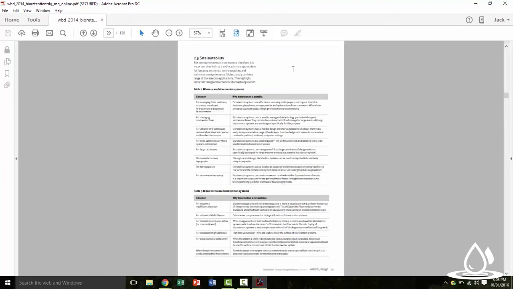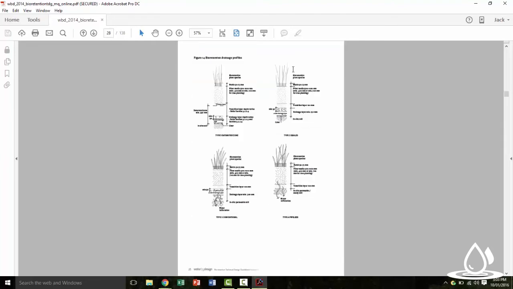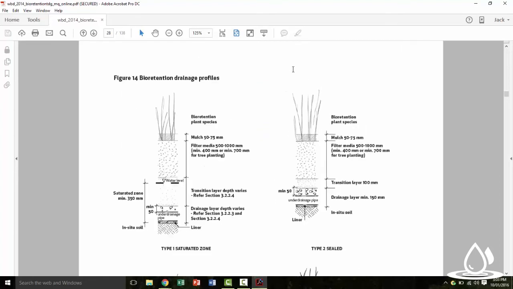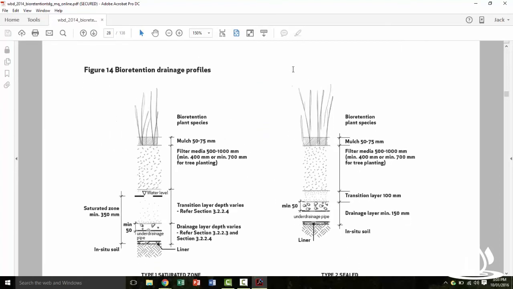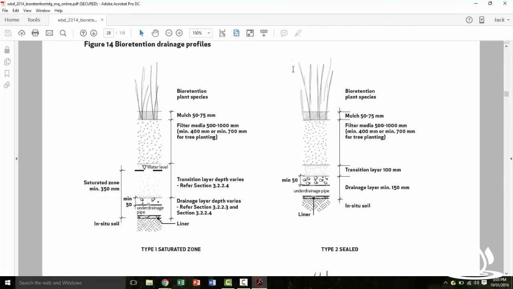Anyway, back up to our sketches here. So that was the conventional type of system. If we zoom back in, we'll now take a look at the type 2 sealed system. So if we look at this, again coming down from the top, we've got the plants, we've got the mulch, we've got the filter media, got the transition layer, and then we come to the gravel, the under drainage pipe, but this time we have an impermeable liner here. I know it just says liner, but the point here is this is impermeable, which seals off the base.